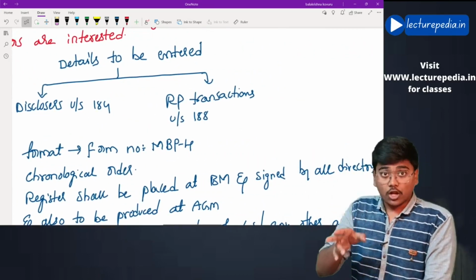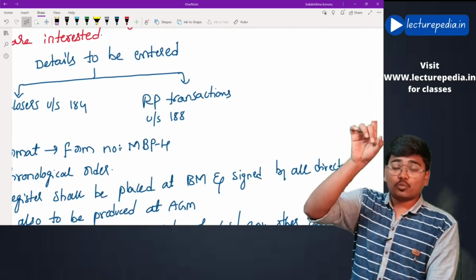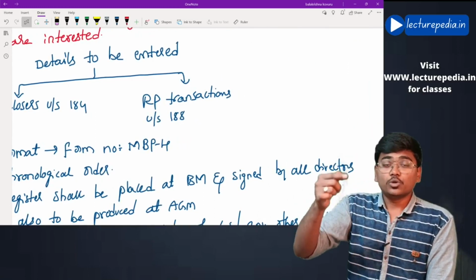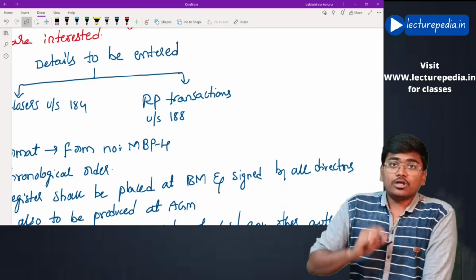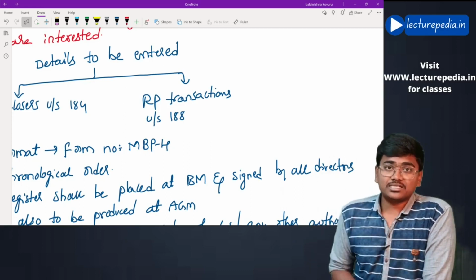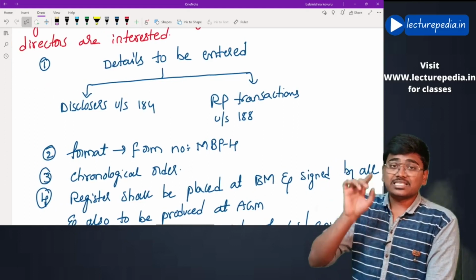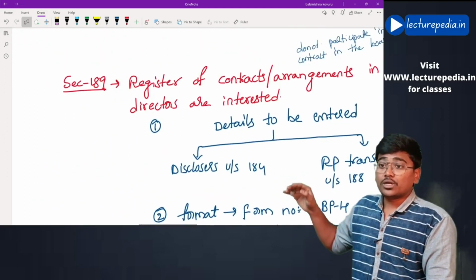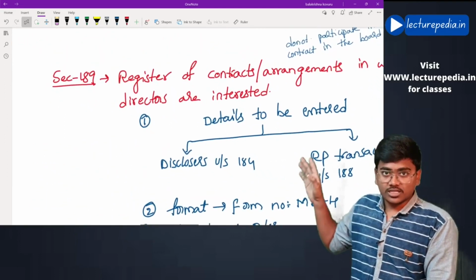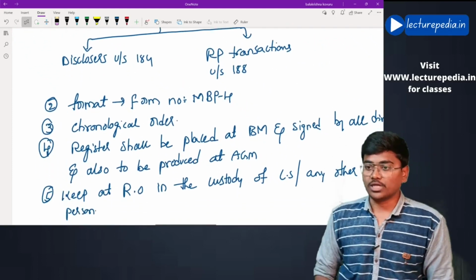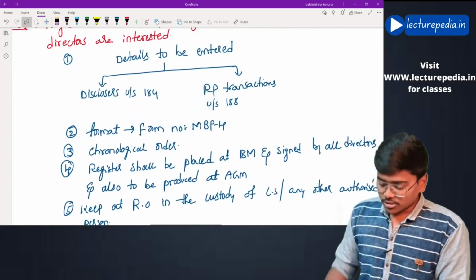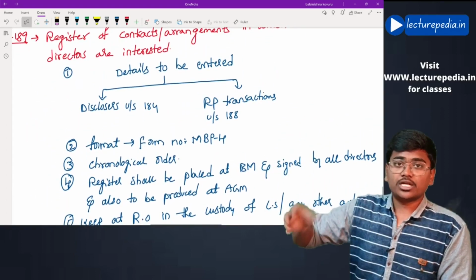And along with that, under section 188, when the company enters into related party transactions, we have discussed that the company must note down all these related party transactions in a particular register. Even such transactions should also be noted in the register of section 189. This is the register in which the transaction has to be listed down. These are the 2 types of transactions that have to be noted down in the register.